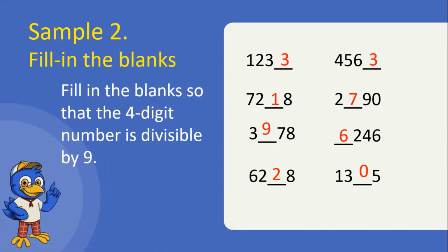The last problem also has another solution. The entry in the tens digit can also be a 0 because 1 plus 3 plus 5 is equal to 9, a number divisible by 9. And one can easily check that 1,305 is divisible by 9.